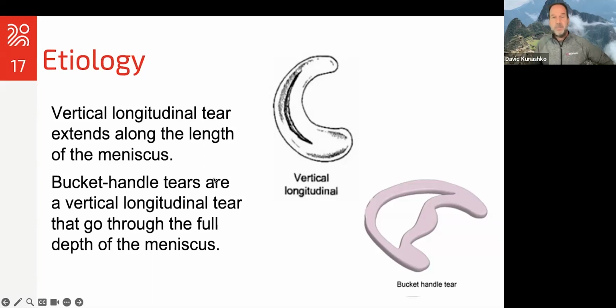And then there's the dreaded bucket handle tear. This is a pretty common tear. It's a vertical longitudinal tear that goes through the full depth of the meniscus. So it separates off. And these suckers are very problematic because they can actually cause or impede movement. This is where patients say their knee locks, excruciating pain, and it takes a long time for it to start to move again. Then you're looking at probably surgery.